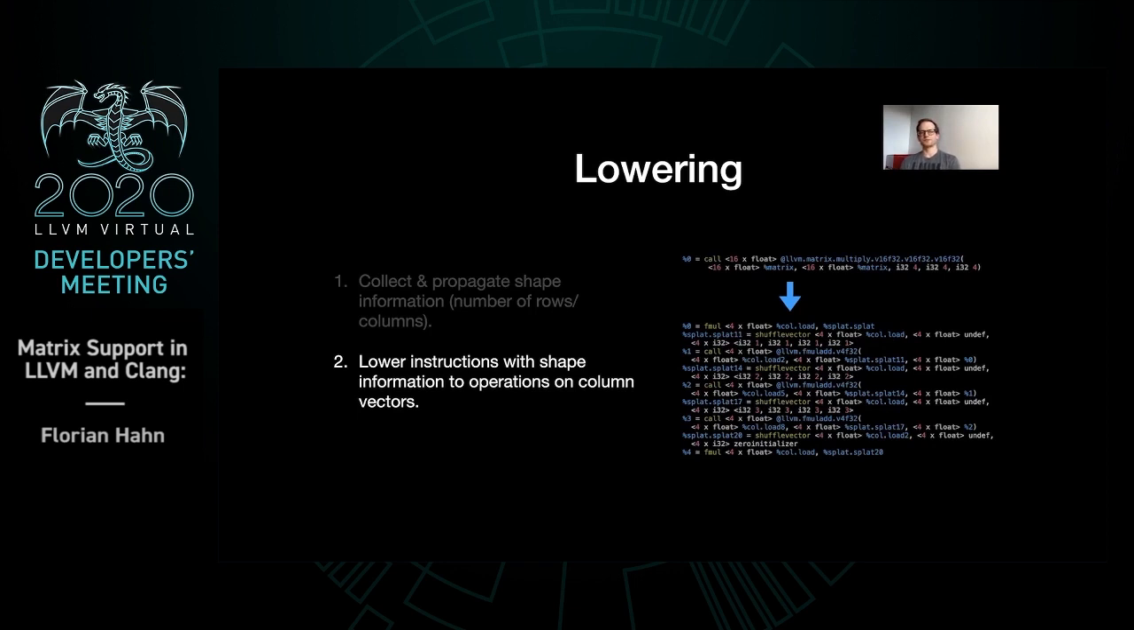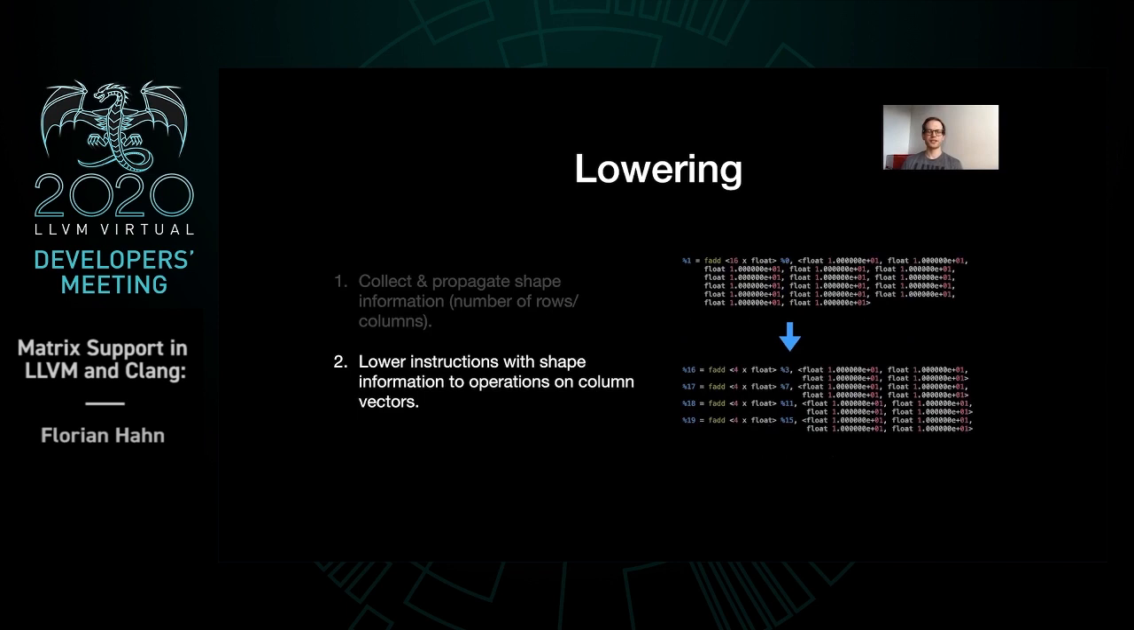Next, we lower the matrix multiplication intrinsic, where we emit a series of shuffle vectors to extract the elements of the column we operate on, then multiply, add them, and move the results in vectors again using shuffle vector.